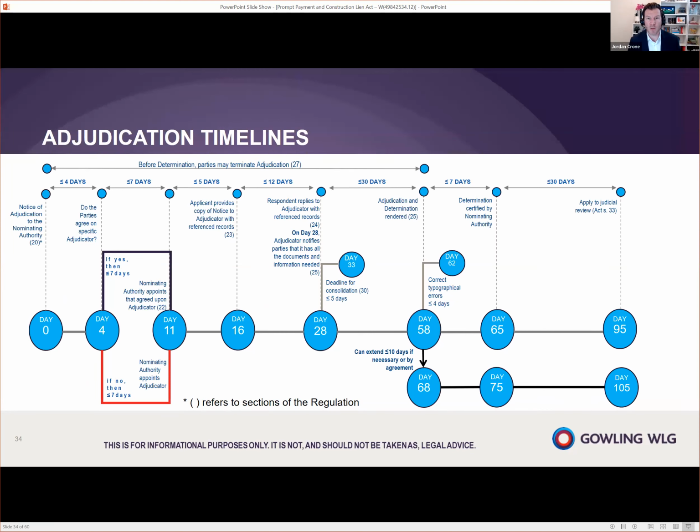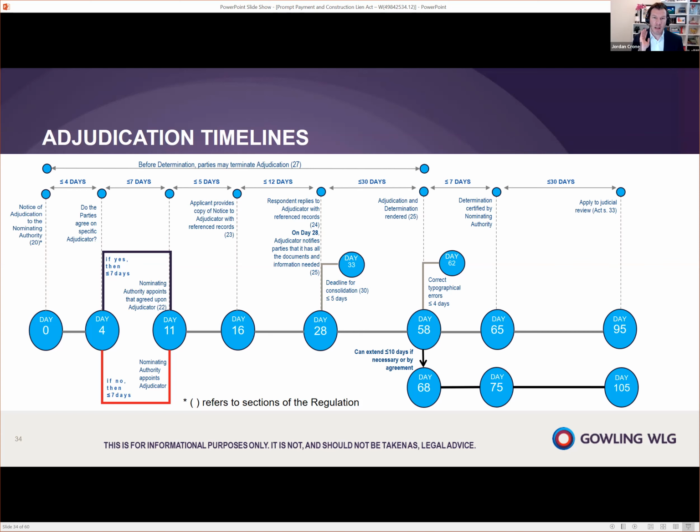We'll talk more about who the nominating authority is, but for now, think of them as the board up above who's going to monitor and deal with the adjudicators. You can agree to a specific adjudicator, but if you can't, one of the nominating authority's roles is they'll appoint one for you. Once you have an adjudicator appointed, the party who submitted the notice of adjudication is going to have 5 days to provide their written submissions and their supporting documents. The party who receives those documents and the notice of adjudication is going to have 12 days to respond by providing their own written submissions and their own supporting documents.